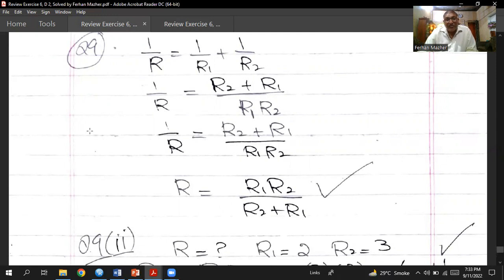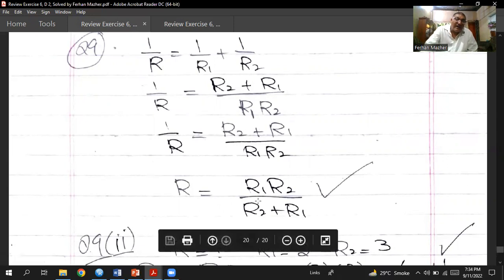So cross multiply, so you will have R equals to... I have reciprocated both the sides because I want the value of that R. So you will have R1 R2 divided by R1 plus R2. So this is how you will do this. A little tricky question.